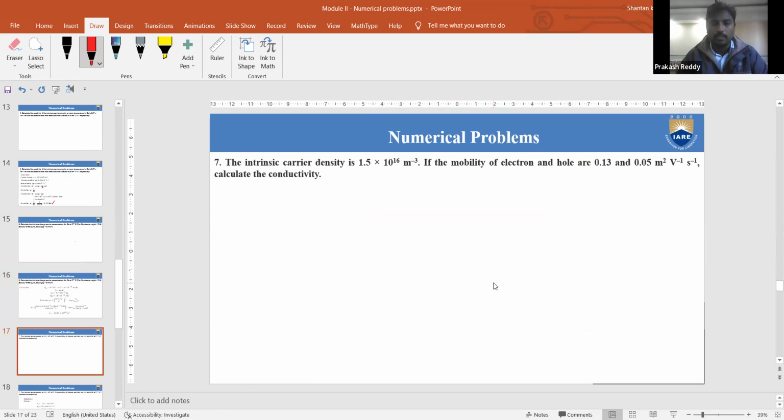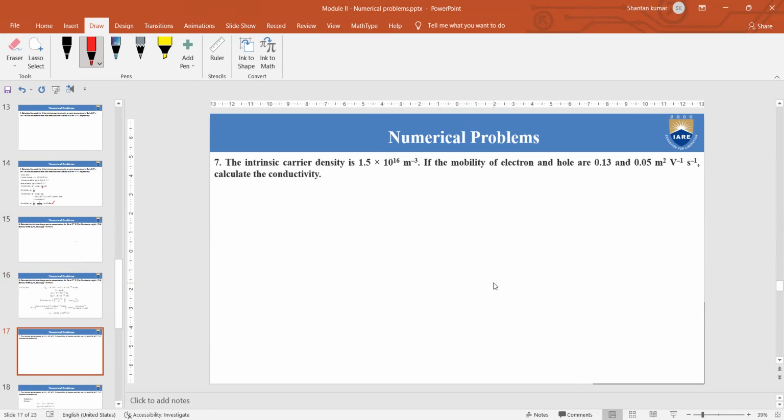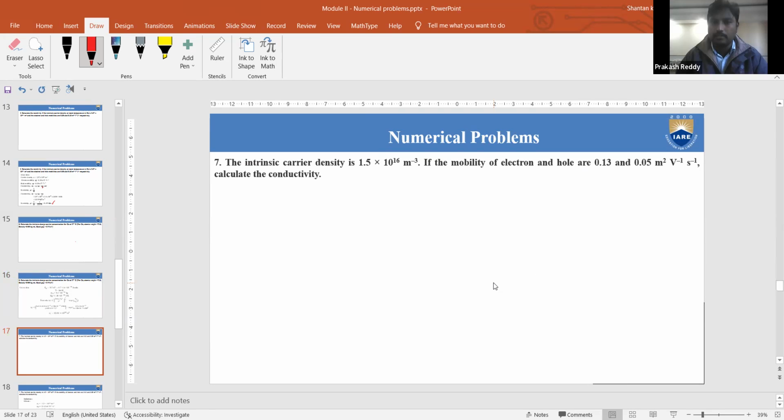So coming to the sixth one, anybody solved the seventh one? The intrinsic carrier density is 1.5 into 10 power 16 per meter cube. The mobility of electrons and holes are given as 0.13 and 0.05. Similar to the fifth one. So what is the given data? Carrier concentration is given. So n equals, sorry.